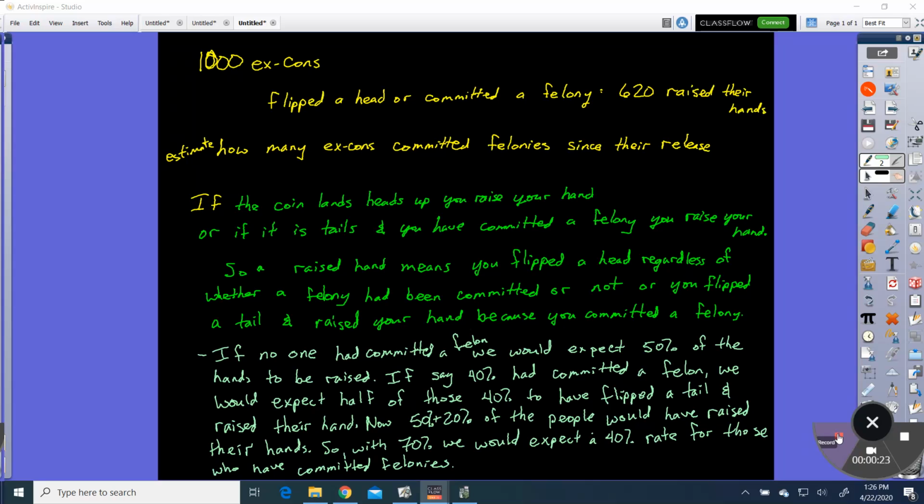The interviewer asks everyone in the room to secretly flip a dime. Then he asks them to raise their hands if they flipped a head or committed a felony. 620 people raised their hands. Estimate how many ex-cons committed felonies since their release. To receive credit, you must clearly show all work leading to your conclusion.